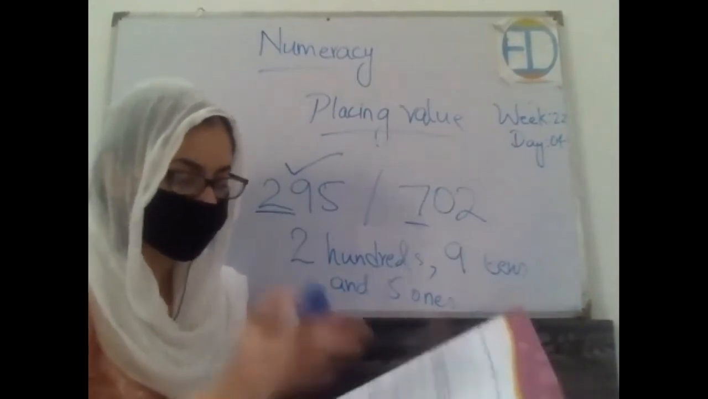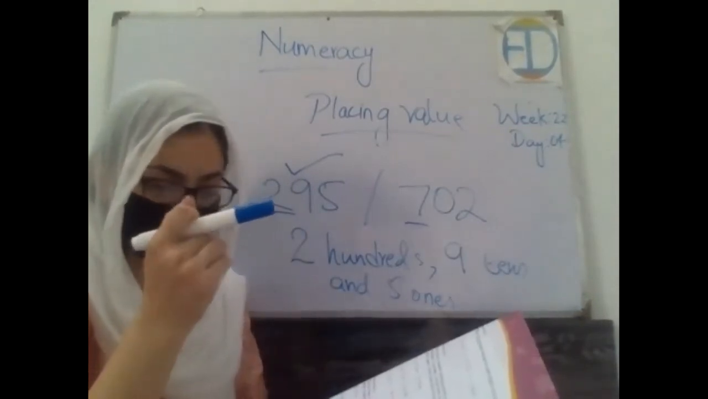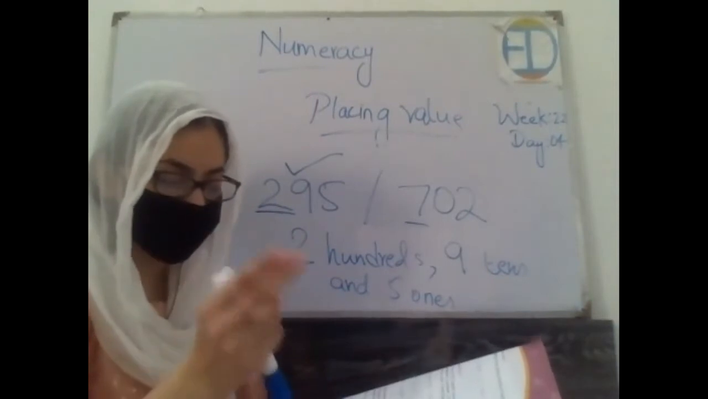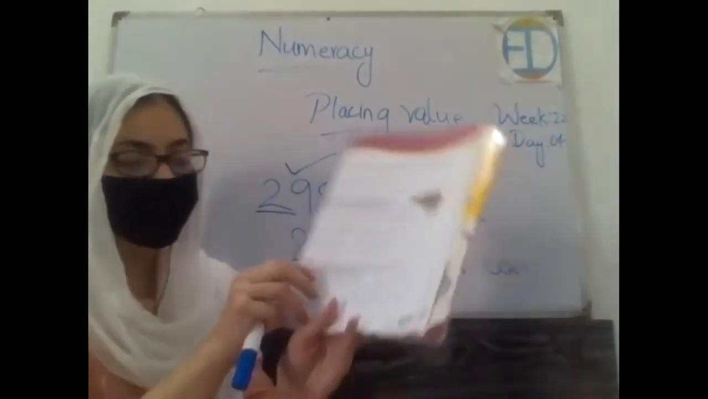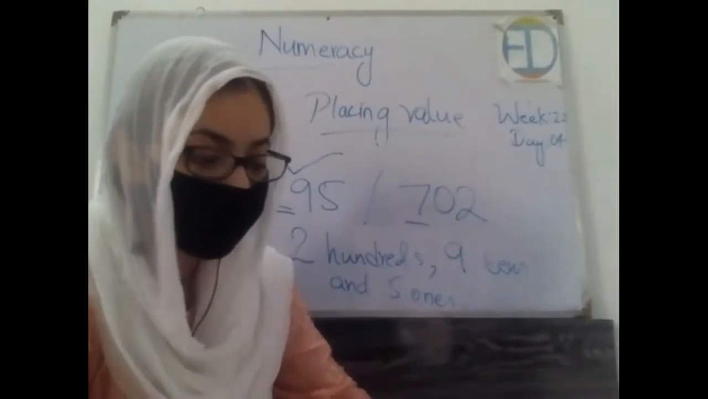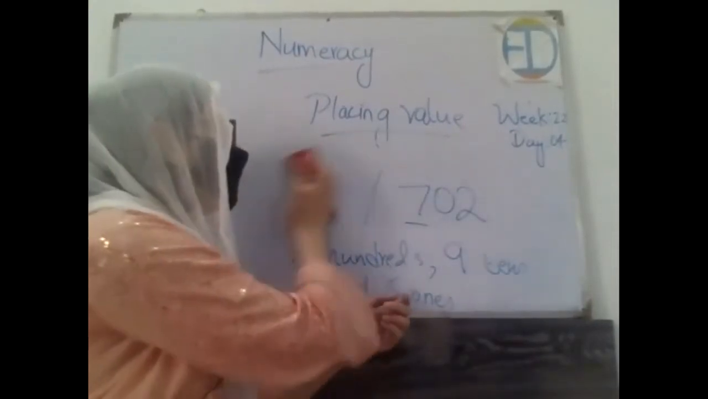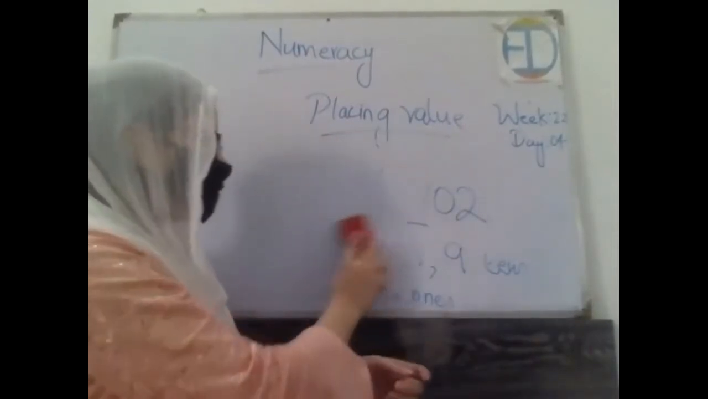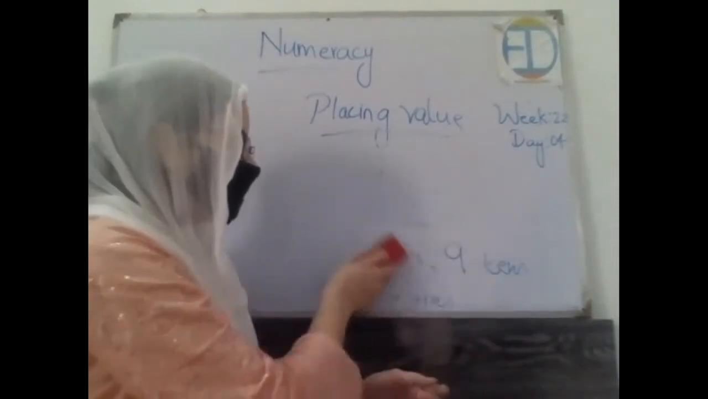Okay, let's look at the next question. It says circle the 1-digit numbers, tick the 2-digit numbers, and cross the 3-digit numbers. Now there are numbers given to you. Some of them are 1-digit, some are 2-digit, and some are 3-digit. The rules or guidelines that they have provided you are as follows. Let me write them down for you.